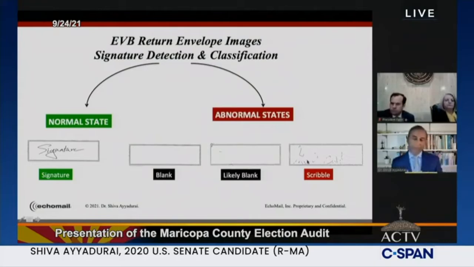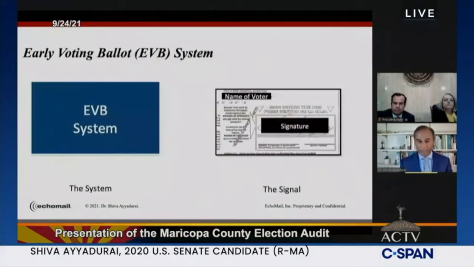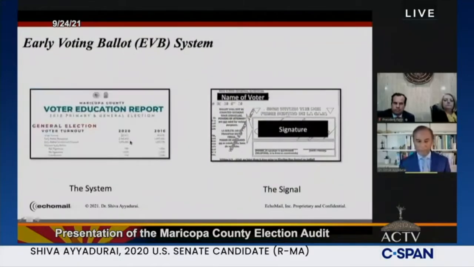A scribble is something trying to get into the direction of, hey, was this signature even valid? Okay? And it's a very, very rudimentary step we took, not full signature verification. All right. So, early voting ballot system, and you have these images. So, before we head into the actual process we did, let's look at the reality of what took place.